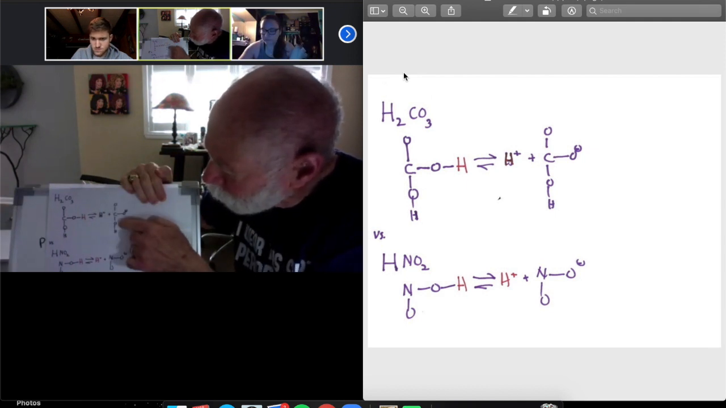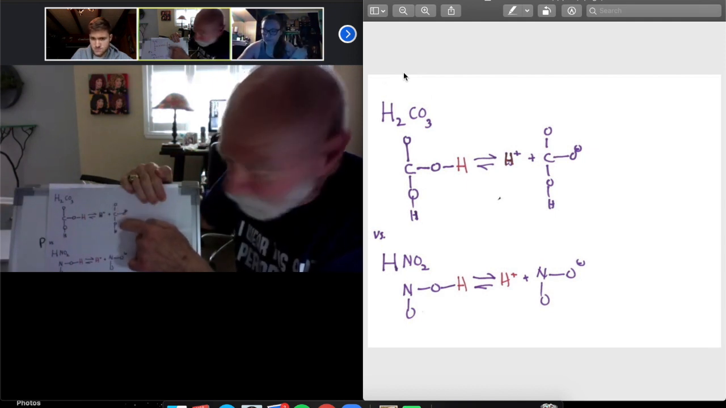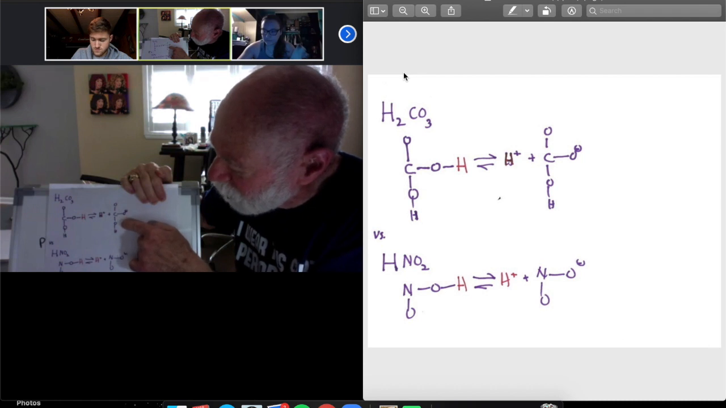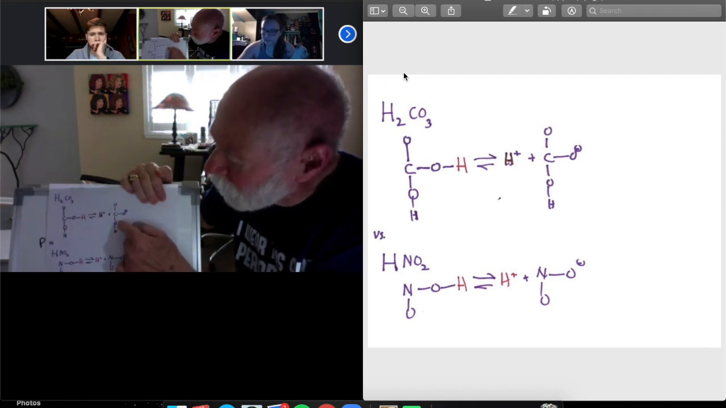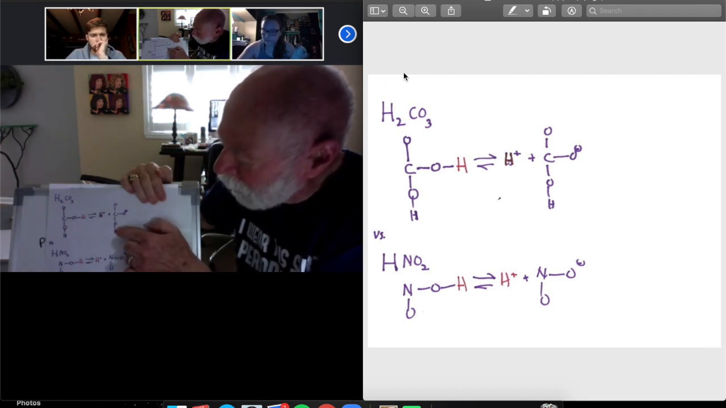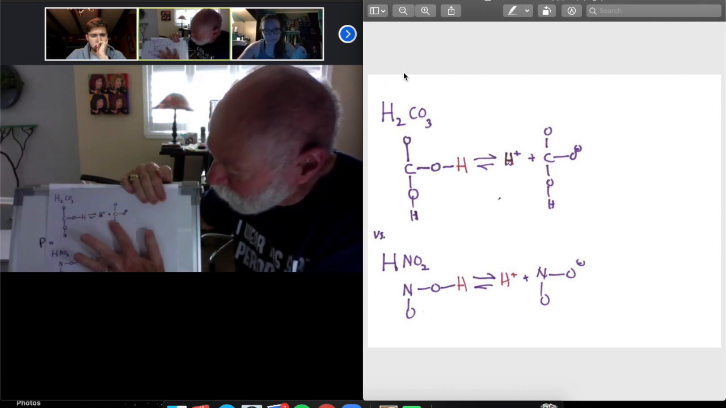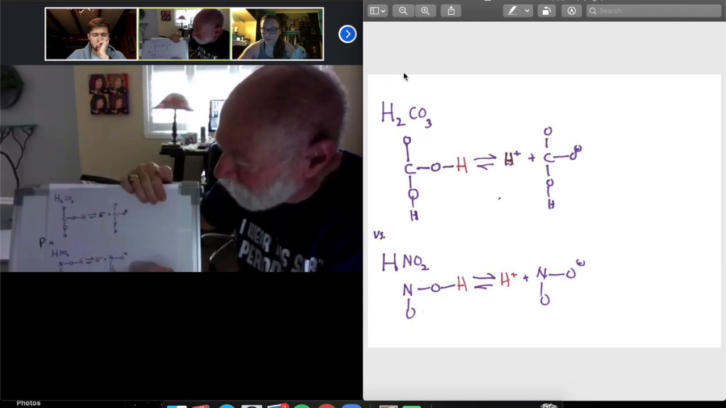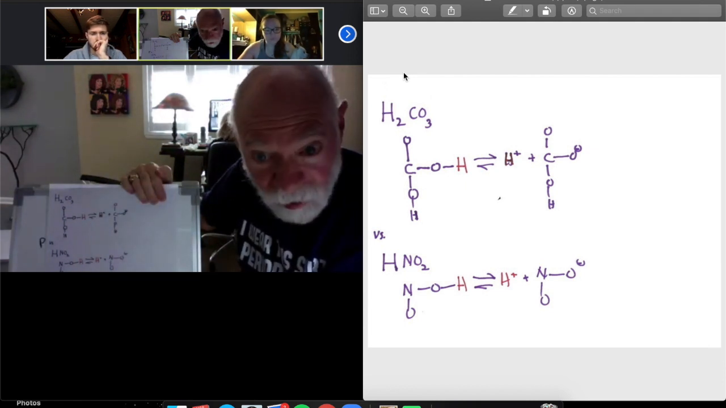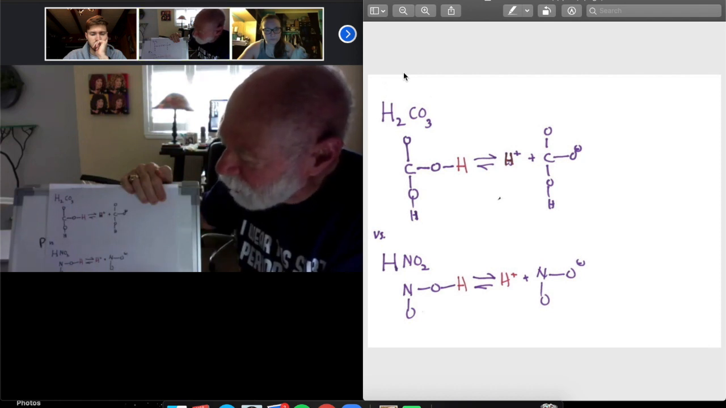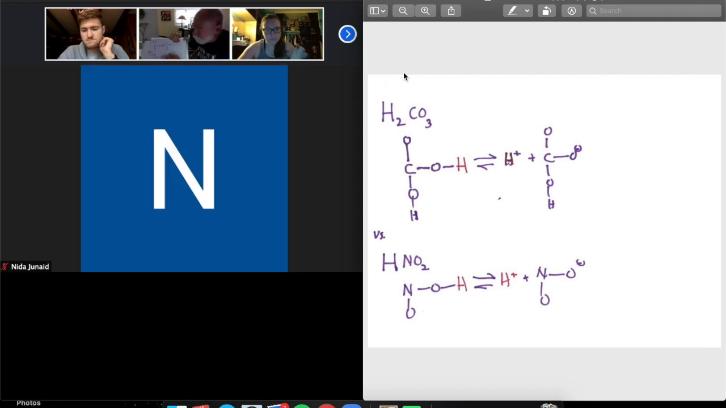Now, this carbon has two oxygens on it, so you might think it has the advantage. The problem is, remember, hydrogen donates electrons. So in a way, hydrogen and oxygen cancel each other out. So if you neglect this, you'll notice that both the central atoms have one extra oxygen on them. So it looks like it's a tie. So what breaks the tie? You have to look at the electronegativity of the central atom.